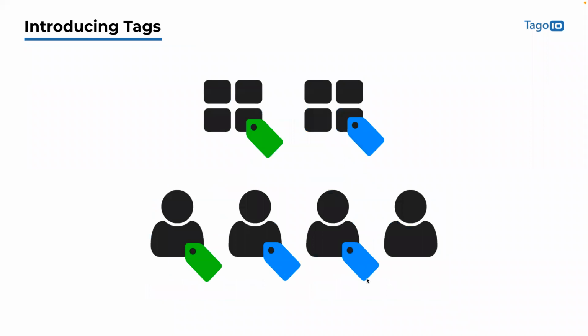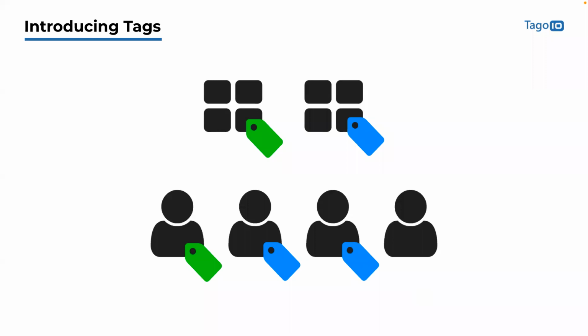Now, before we proceed, I want to talk a little bit about tags, and explain the concept of tags for everybody here. Think of tags as a way for you to organize and group the resources in your application or your account. Here we have two dashboards. One has a green tag and another has a blue tag. And then at the bottom here, we've got 4 users. One has a green tag, 2 have a blue tag, and another user doesn't have any tags.